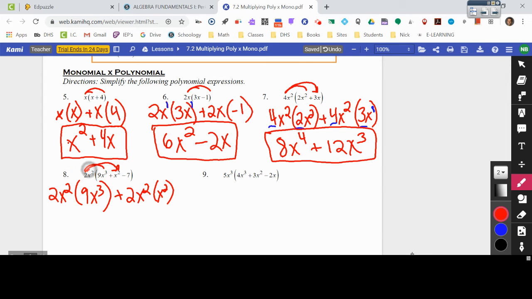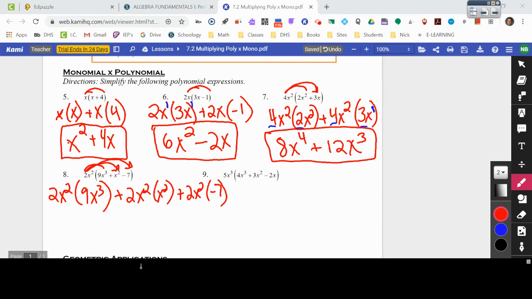And we're going to take this 2x squared once again and multiply it with that negative 7. All right, so we have another positive 2x squared, this time times a negative 7. Now I'm going to simplify this. Again, I multiply my bigs, so 2 times 9 is 18, and I add my little exponents here. So this becomes x to the 2 plus 3, or x to the fifth power.